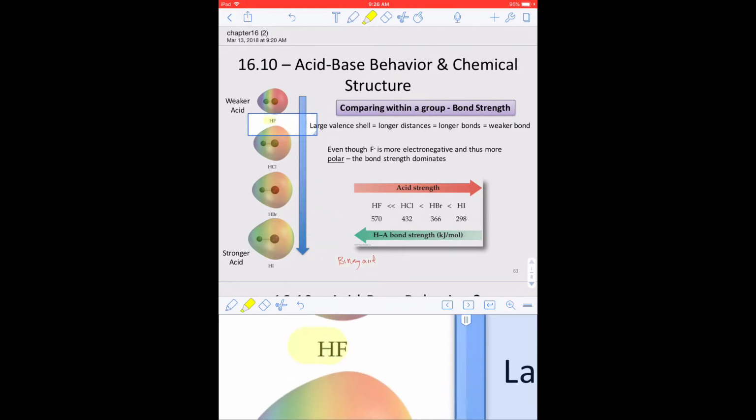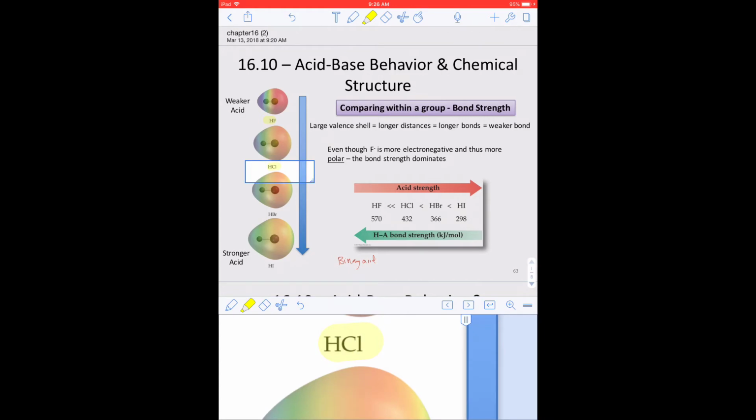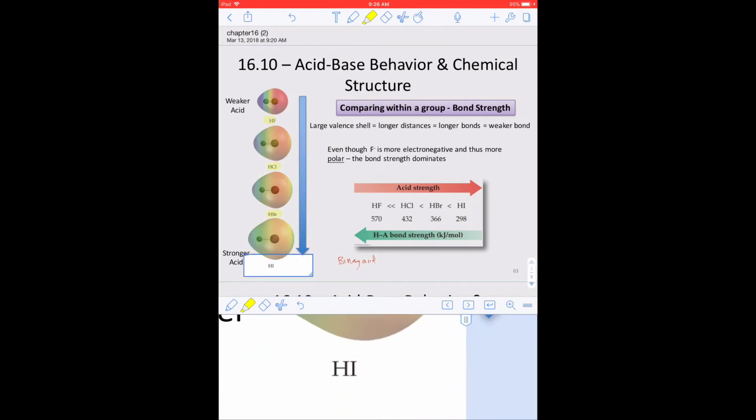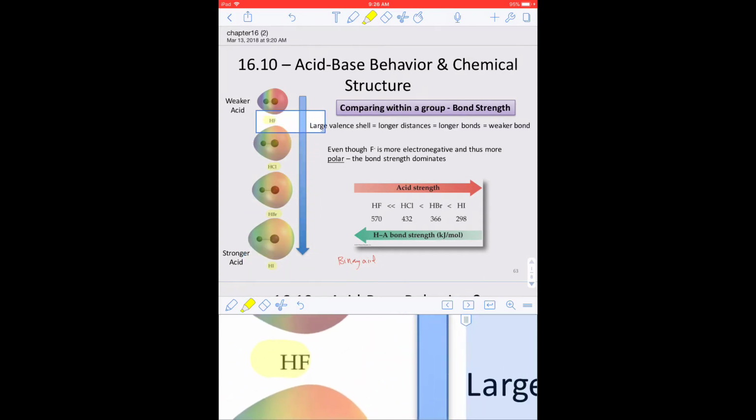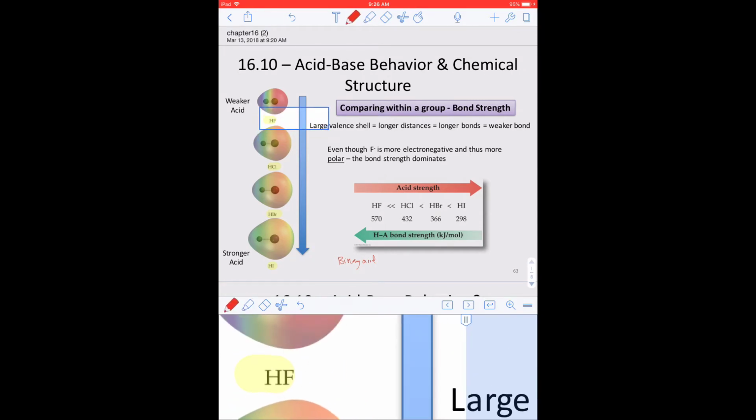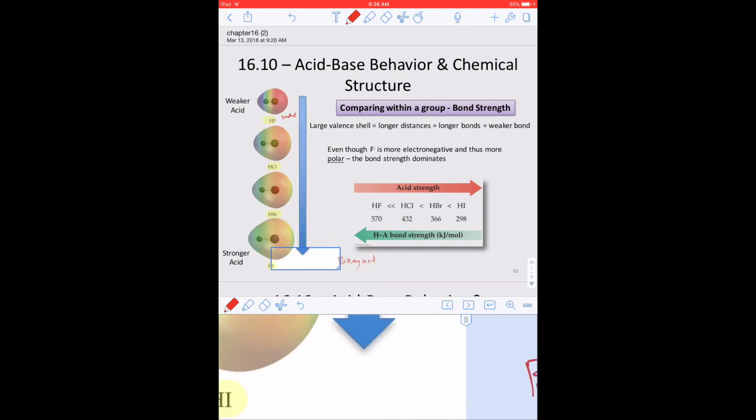We have HF, HCl, HBr, and HI, and so we want to think about the differences between these halides. We have fluoride, chloride, bromide, and iodide. And when we go down the periodic table, what happens? Well, the one on the top is the smallest, and the one on the bottom is the largest.